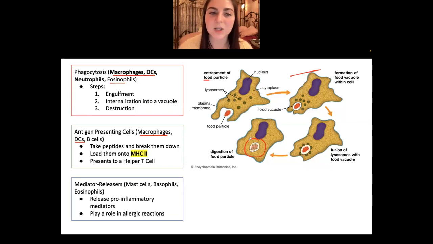So what it does is it's going to load it onto what's known as an MHC class 2 molecule. I'm just throwing out terms, but we will go into more detail. So from here, there's this whole loading process onto MHC class 2, and you do need to know it's class 2.